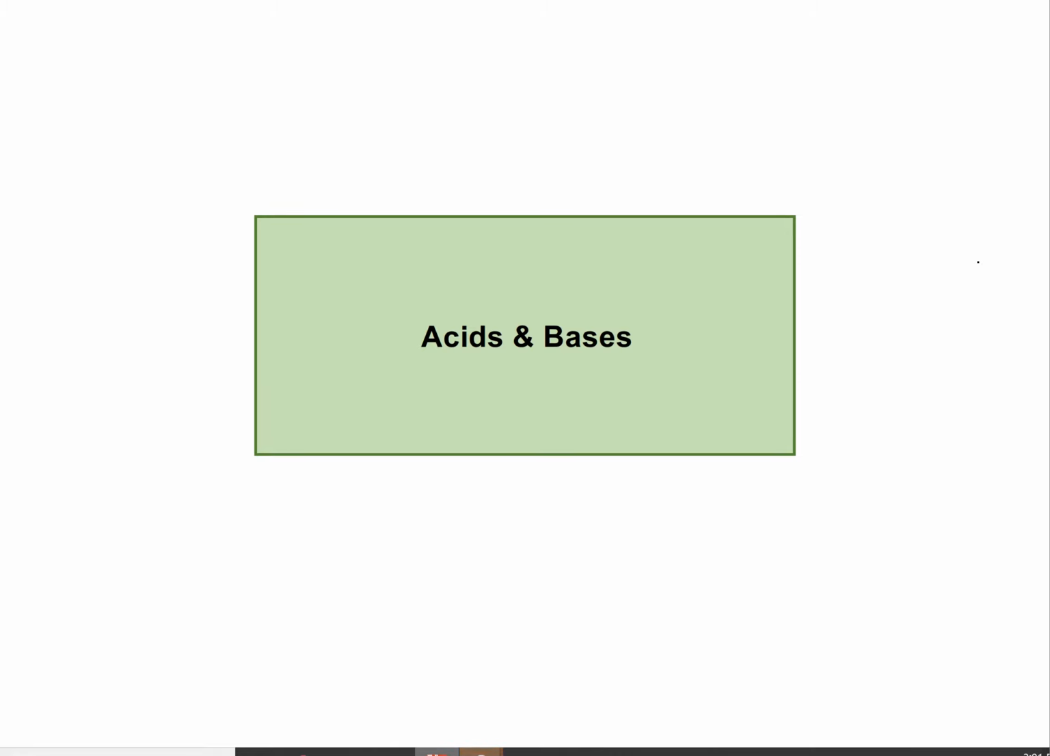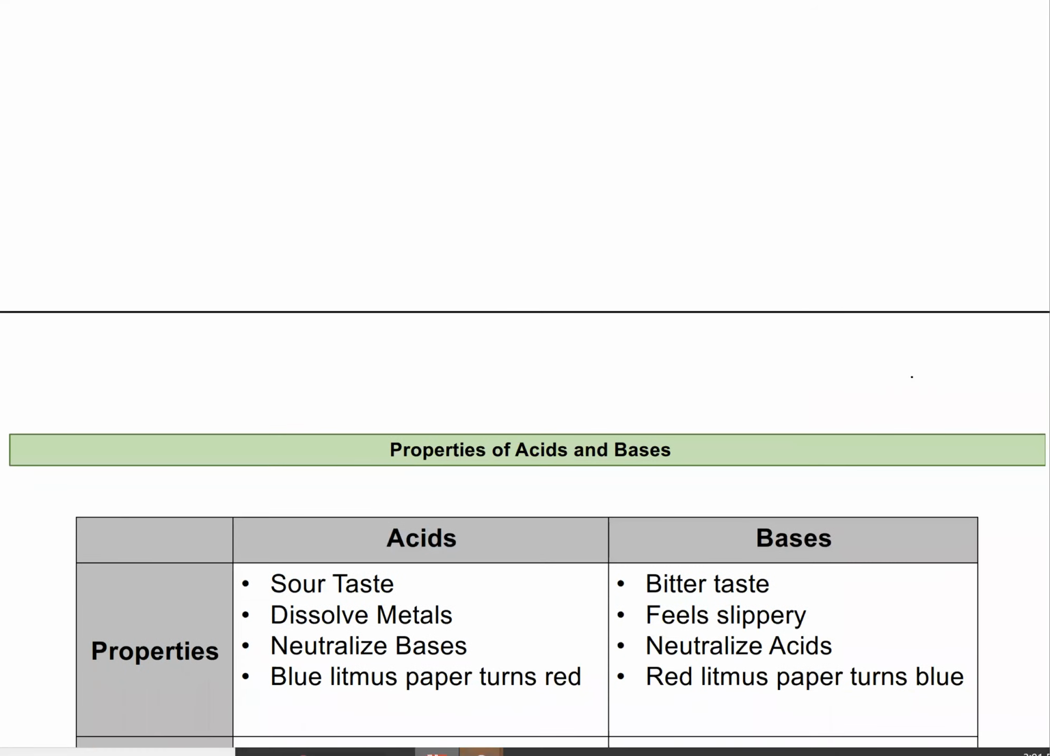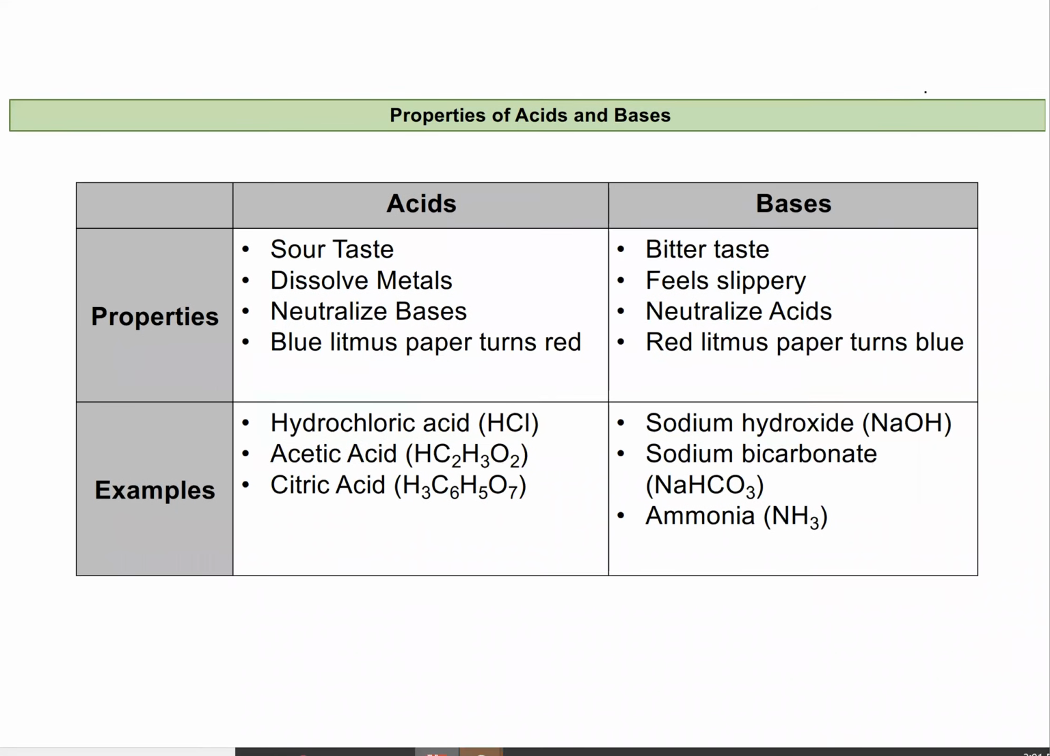In this lecture, we're going to introduce acids and bases and the difference between these two. So let's do a quick comparison, looking at a few properties of acids and bases. Acids generally have a sour taste, the ones that are edible. They're going to dissolve metals. They'll also neutralize bases, so they'll perform an acid-base reaction where an acid and a base would neutralize each other.